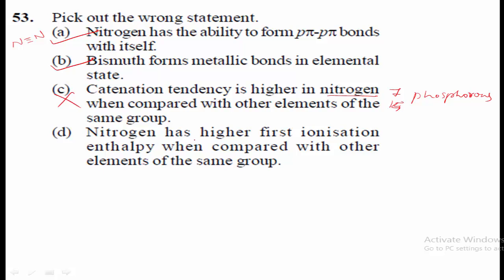And option D, nitrogen has higher first ionization enthalpy when compared with other elements of the same group. This is also the correct statement. So option C is the wrong statement, and hence it is the correct answer. The correct answer for this question will be option C, because they asked you to pick out the wrong statement. So option C is the right one.